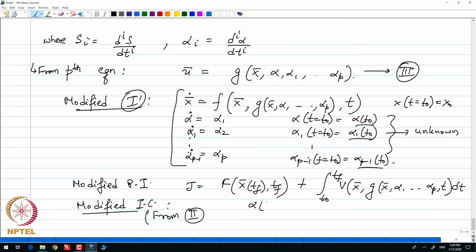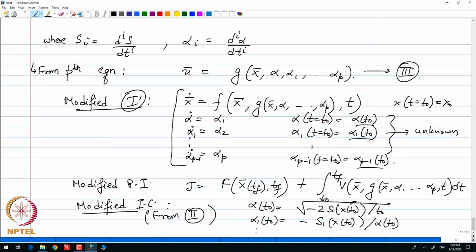So, alpha at t 0 is square root of negative 2 s at x of t 0 by t 0, and alpha 1 at t 0 is minus s 1 at x at t 0 divided by alpha at t 0, and so on. We can find all the values, this is from 2 itself, right. So, we are ready to state all the equations.